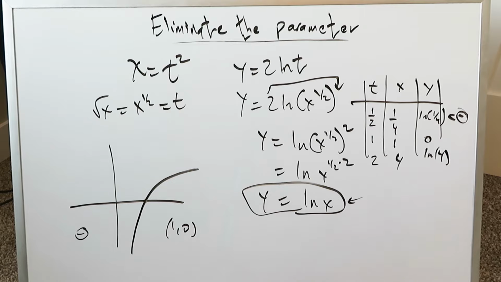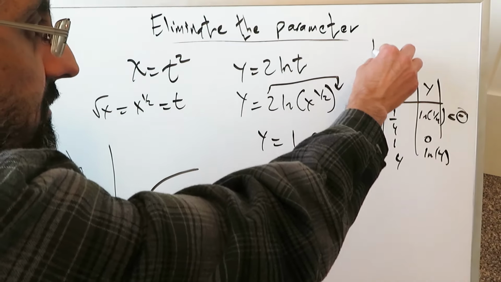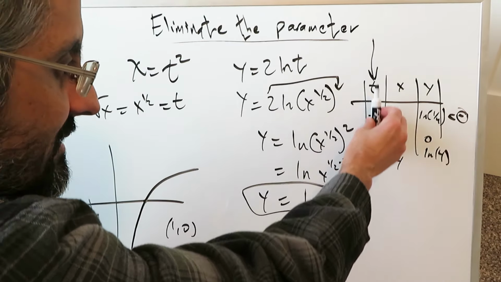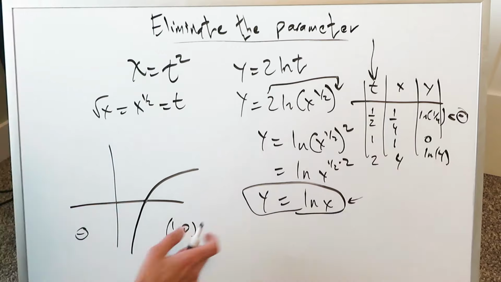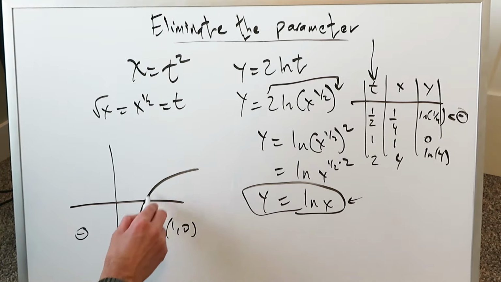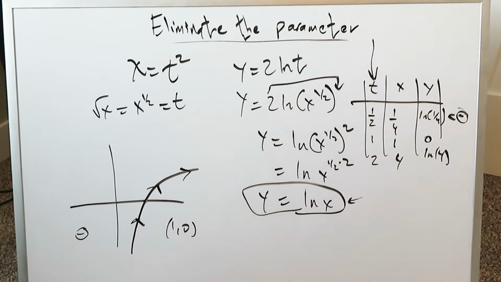Now you have to determine the direction of the curve with regards to increasing t values. As these t values are increasing, the x values are increasing, and the y values are increasing. You're going from a negative value to 0 to a natural log 4. So the direction of your curve is in this direction, which is exactly what appears here with the analysis from that table.